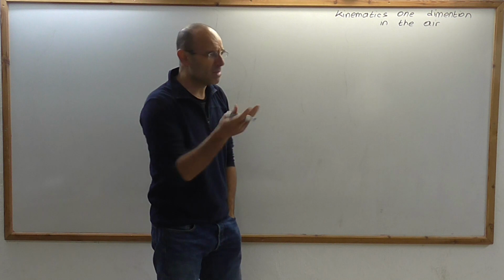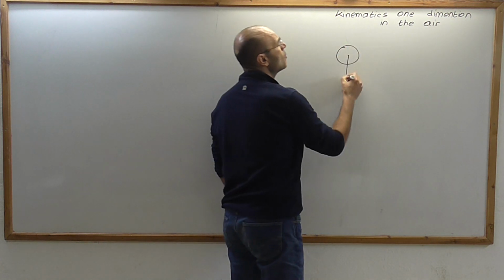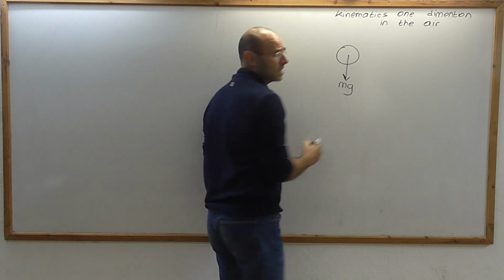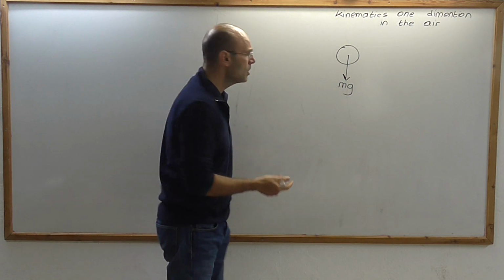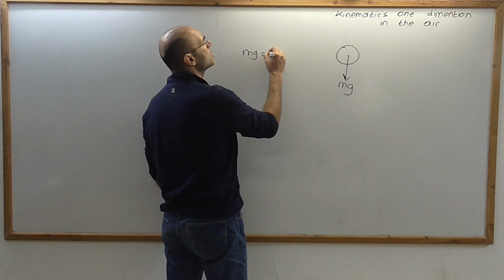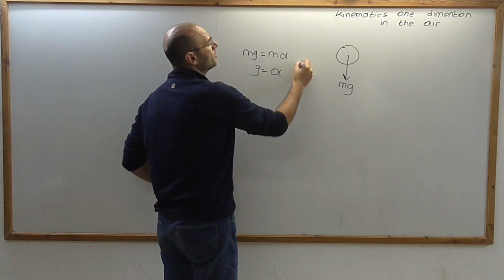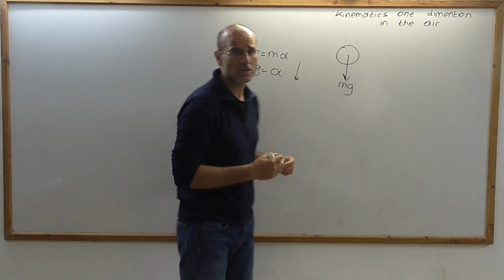We can prove it immediately, because when an object is in the air, the force on it is mg, as we know. And if we apply the second law of Newton, we'll get that mg equals ma. It means that a equals g. And the direction is downwards.